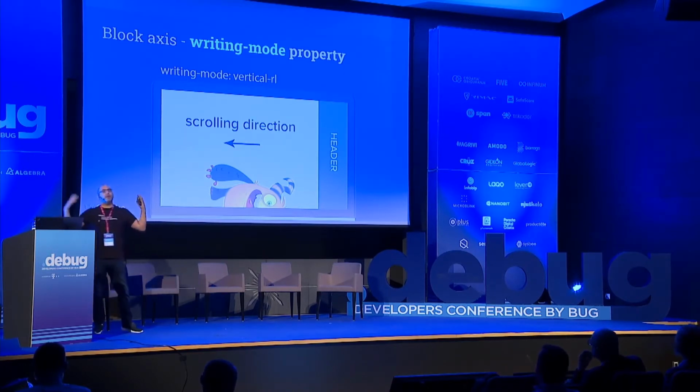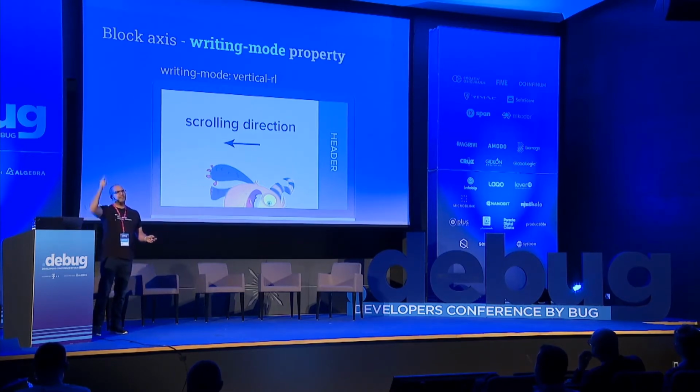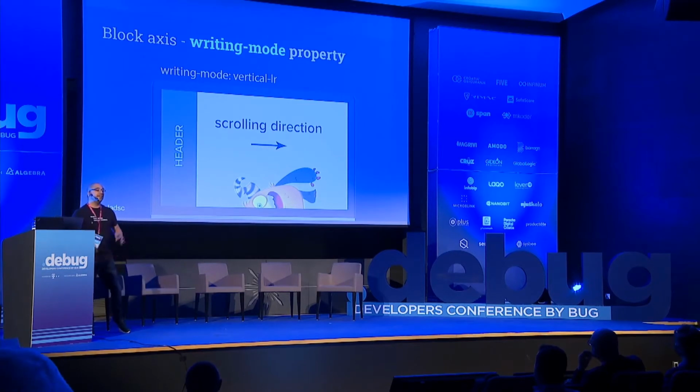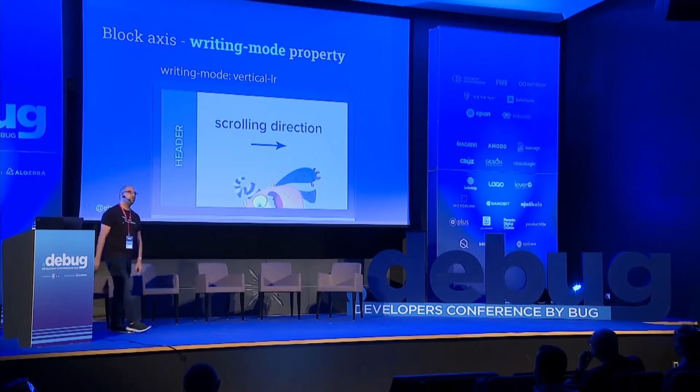But we have even more special languages in the Far East. Traditional Mongolian is written in the vertical direction, but is read in the opposite direction. Because of that, we have another value called vertical-lr, meaning left to right. Now the header of the website is on the left side and the footer is far on the right. Instead of vertical scroll, again we have a horizontal scroll, but now it starts on the left side of the screen.